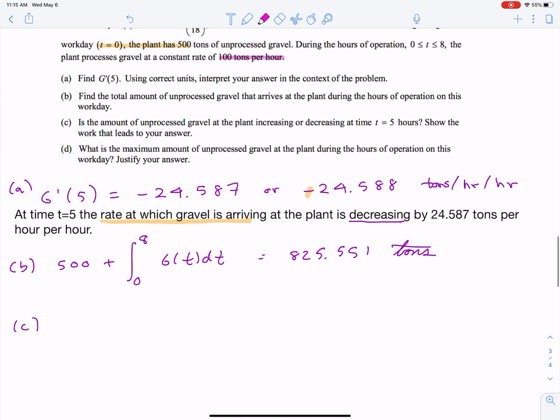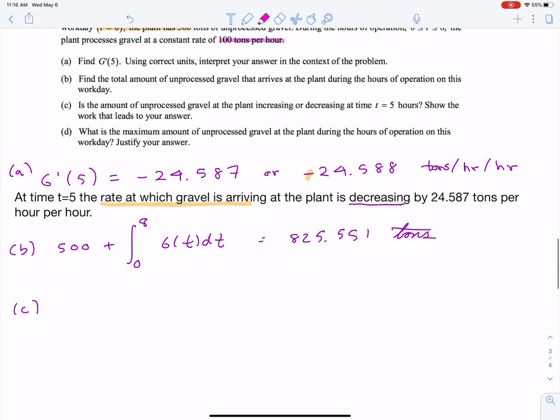So what I'm going to do, hopefully that makes sense. Let me write it down, and then I'll try explaining what I said, because words are not working for me right now. I'm going to find out what G of 5 is, because G of 5 represents the rate of change of gravel arriving at time t equals 5.